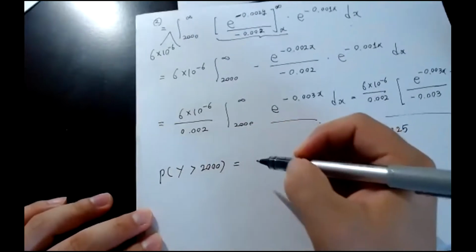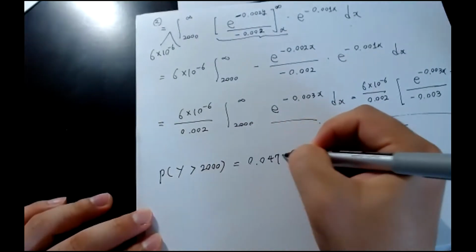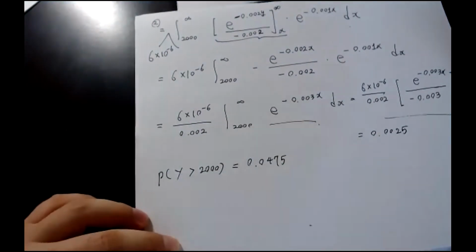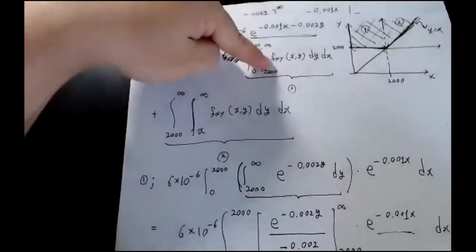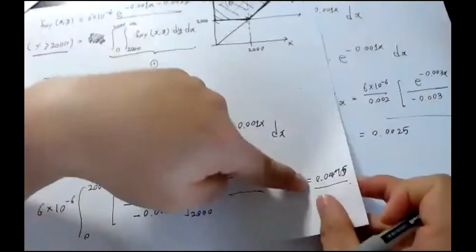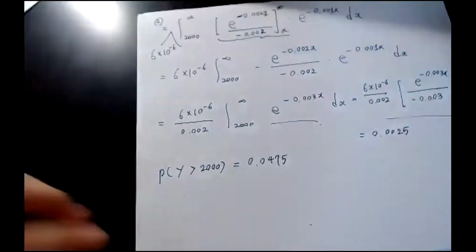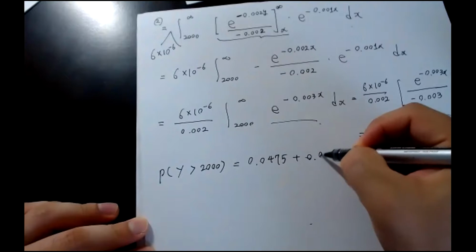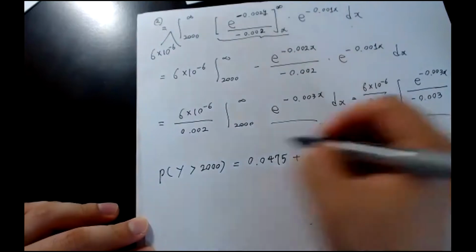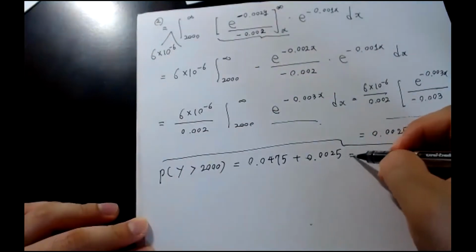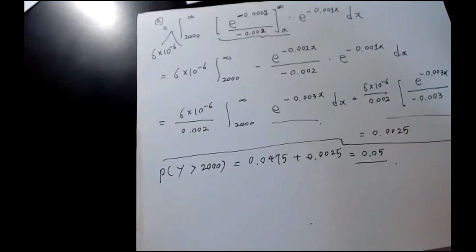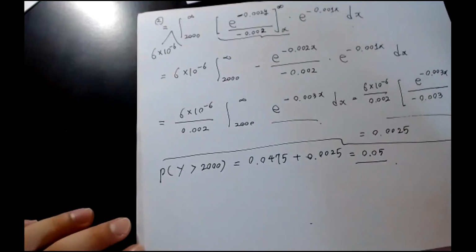That was equal to 0.0475. That's the value of the first term, which was 0.0475, right? And then plus the value of the second term, which is 0.0025. Okay, so the answer is what? 0.05, which is 5%. So the probability that y is greater than 2000 is 5%.